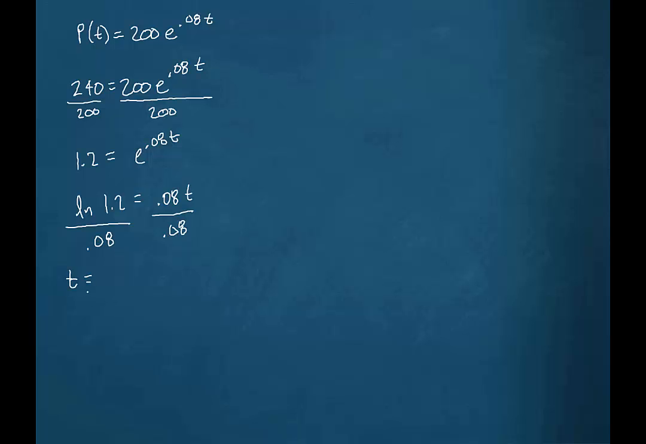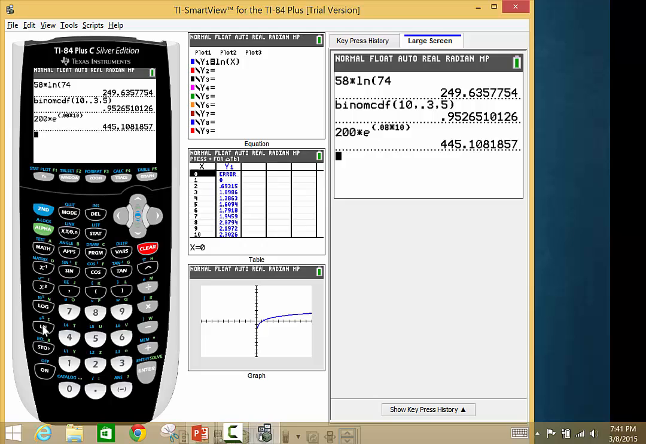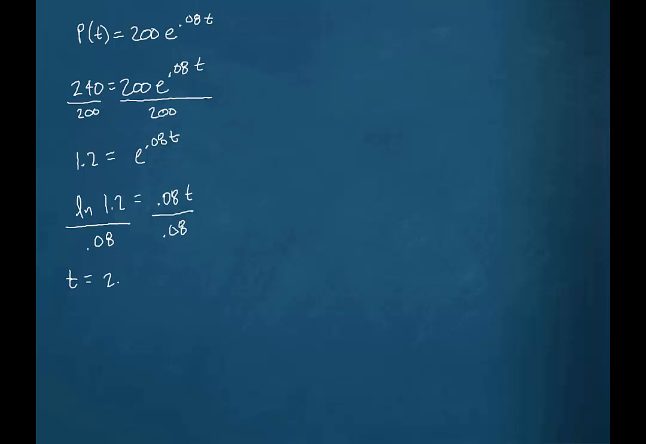And do this on our calculator. So we'll have the natural log of 1.2, and I'll make sure I close my parentheses now. So now I have the natural log of 1.2 divided by 0.08. And that will be 2.279. Now remember, in this problem, time was in days.